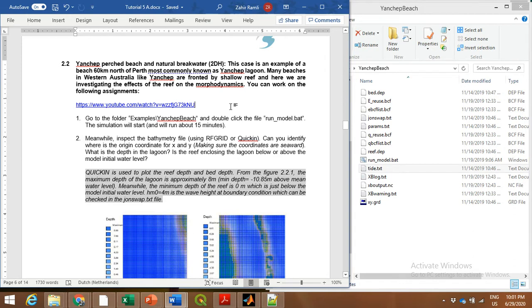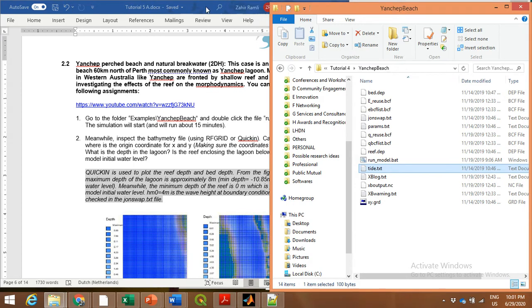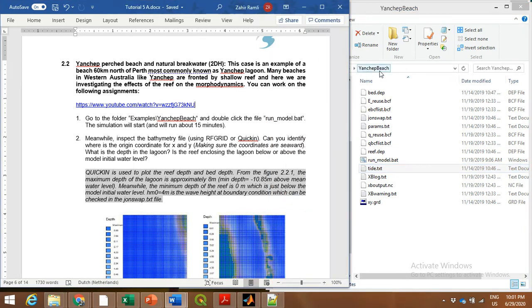For the first question, we go to the folder examples Yanchep Beach, or based on the folder that I have given you, and double click the file run model.batch. The simulation will start and will run about 15 minutes. This is what the folder will look like, Yanchep Beach. Here you have a list: jonswap, params, run model, and xy.grid.